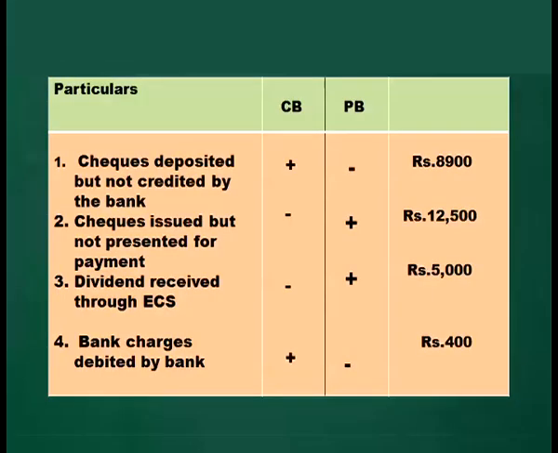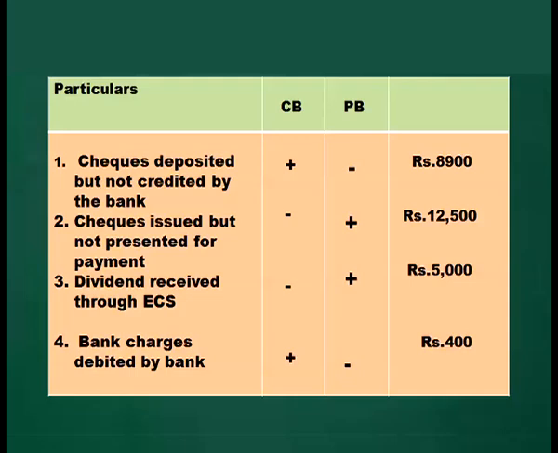So, as a note you can prepare in this way. When check is deposited but not credited by the bank, I have prepared three columns with particulars, cash book and passbook. So, this is a rough note that you can prepare. When check is deposited, CB means cash book, PB means passbook. When check is deposited, you will show that as an increase in your cash book. So, I have written plus, and it is not credited by the bank, so it is minus in the passbook, amount 8,900.